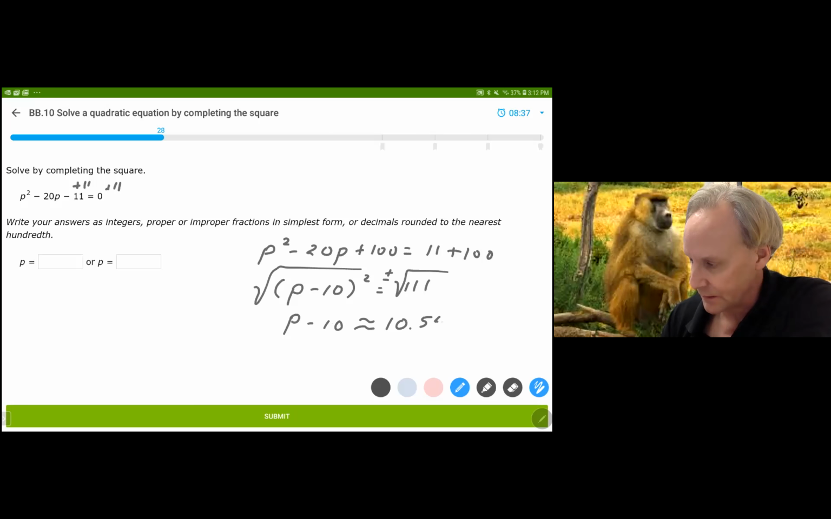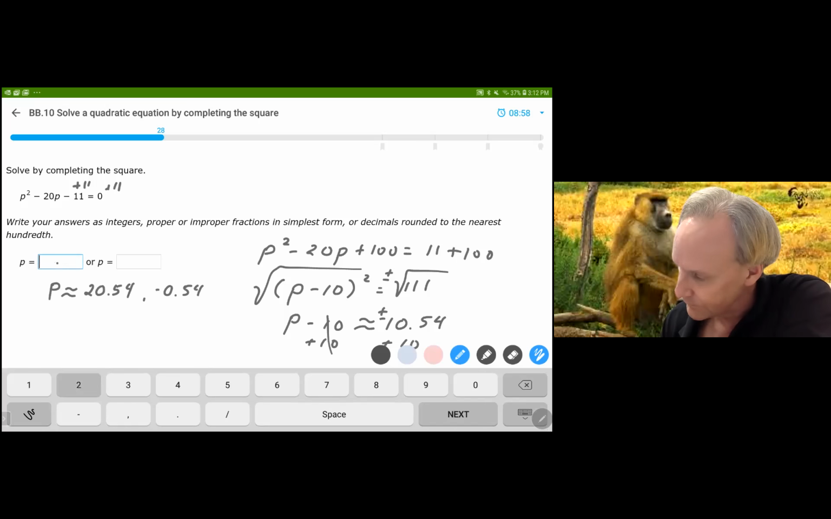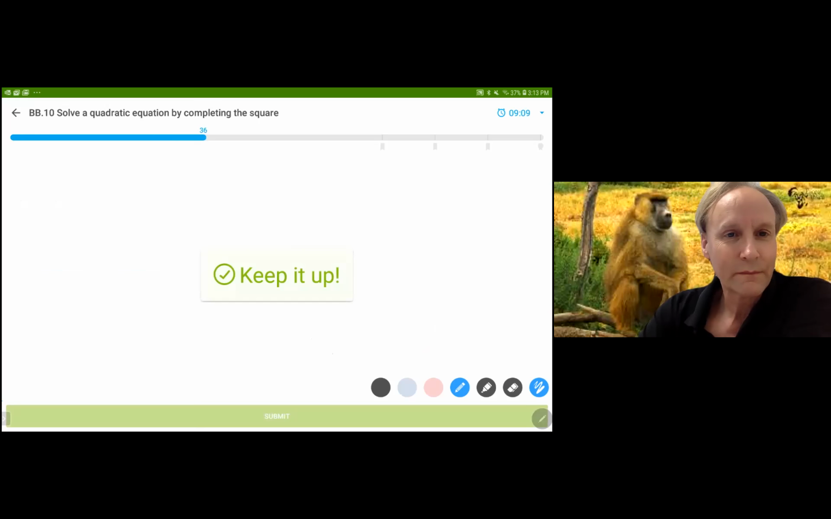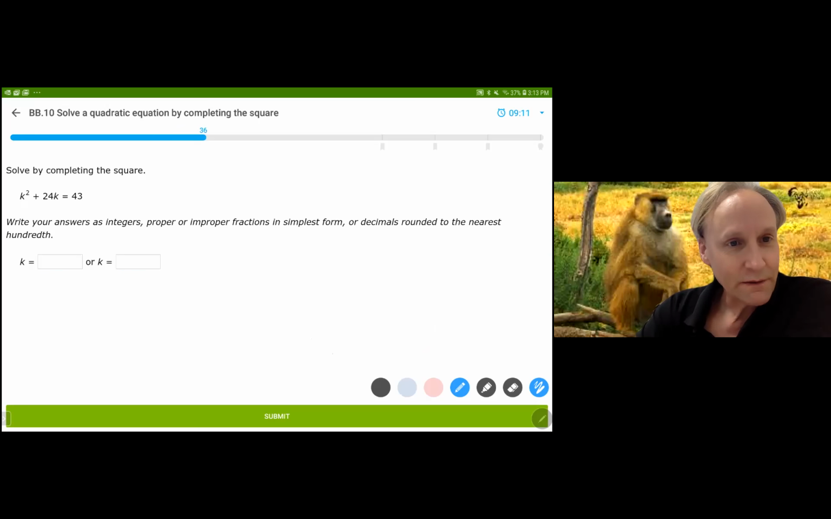And we're going to add 10 to both sides, but remember it's a plus or minus. And so p is approximately 20.54 and negative 0.54. There they are. These take a little while.